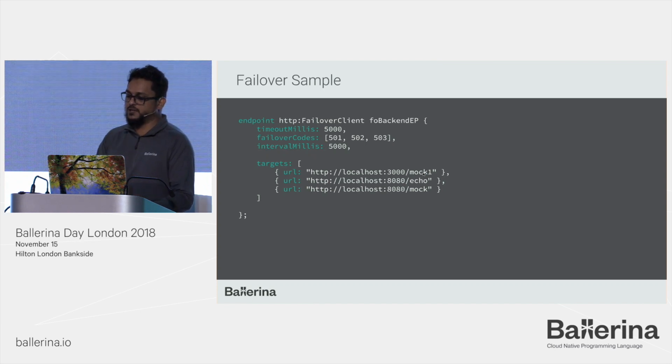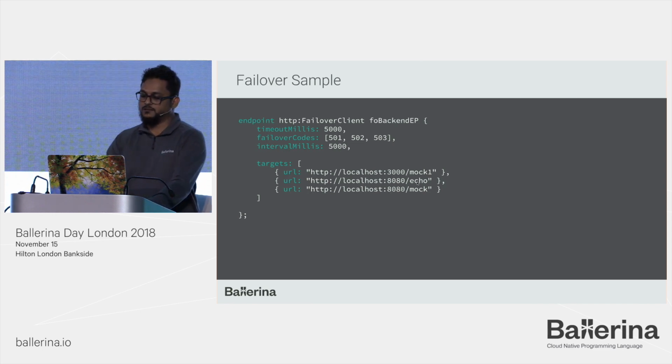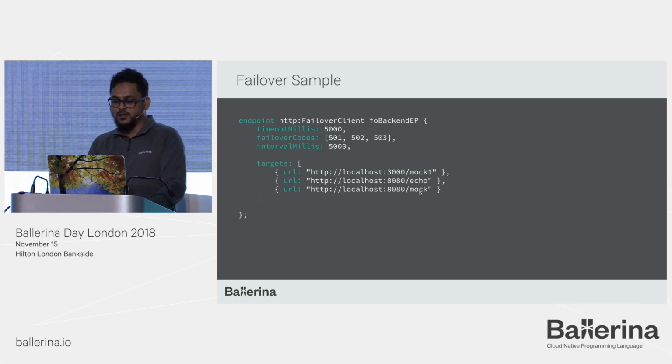It will first invoke mock1. If mock1 is healthy, we just keep on invoking mock1. If mock2 fails, we switch to echo, and we just keep on invoking echo. And if echo fails, we invoke mock, and so on, right?